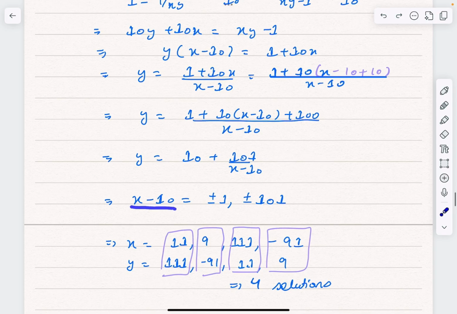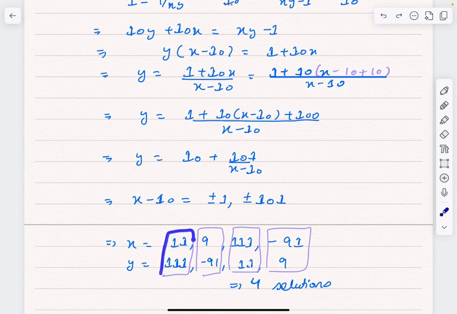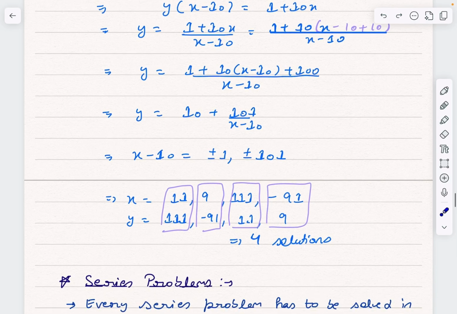If you take x minus 10 as plus 1, x will be 11, and y will be 10 plus 101, which is 111. So the first case is x = 11, y = 111. Similarly, the second will be x = 9, y = -91. Third will be x = 111 and y = 11. Fourth will be x = -91, y = 9. So in total there will be 4 solutions. This is an important topic, guys, and will be helpful in other problems also. Okay, next, guys.